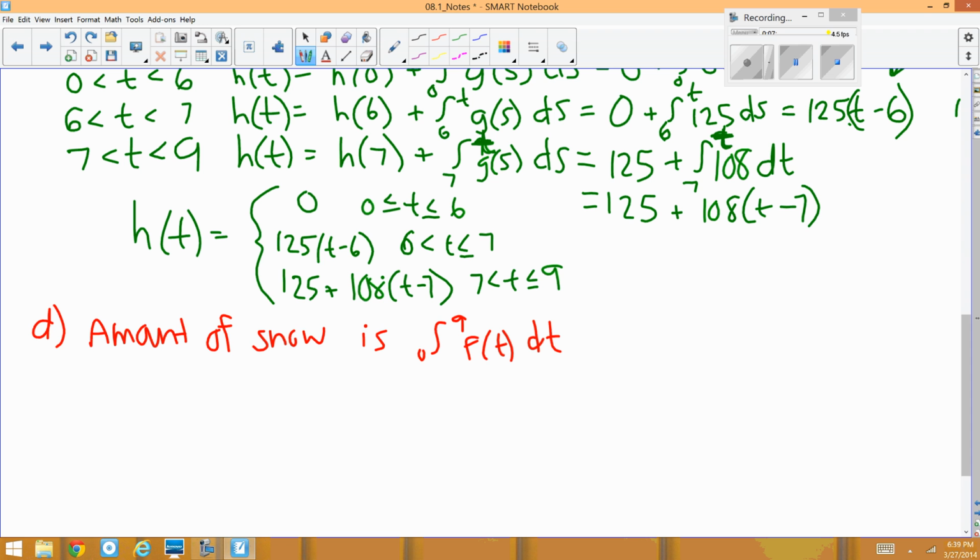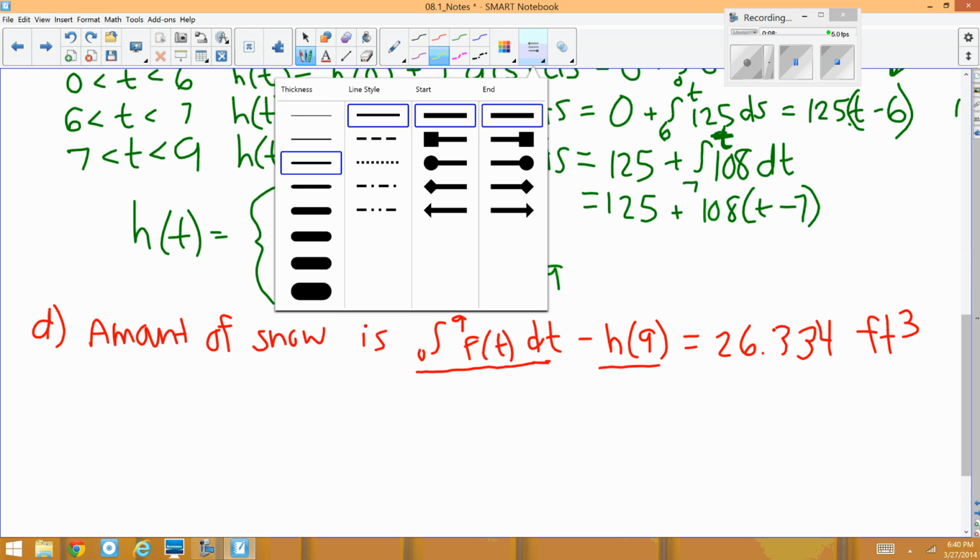But that wouldn't be it, because she started to remove it at 6. So we have to take away everything that she has removed up until that point. So we have the snow that has accumulated, modeled by the integral, and the snow that she has removed, which we came up with in this part. And if you do that, you get about 26.334 cubic feet. So that is the total problem.